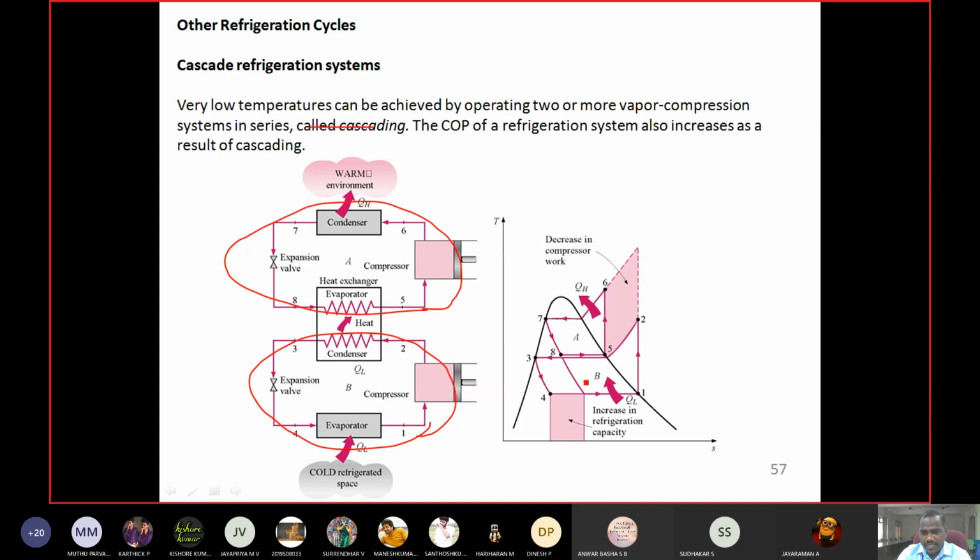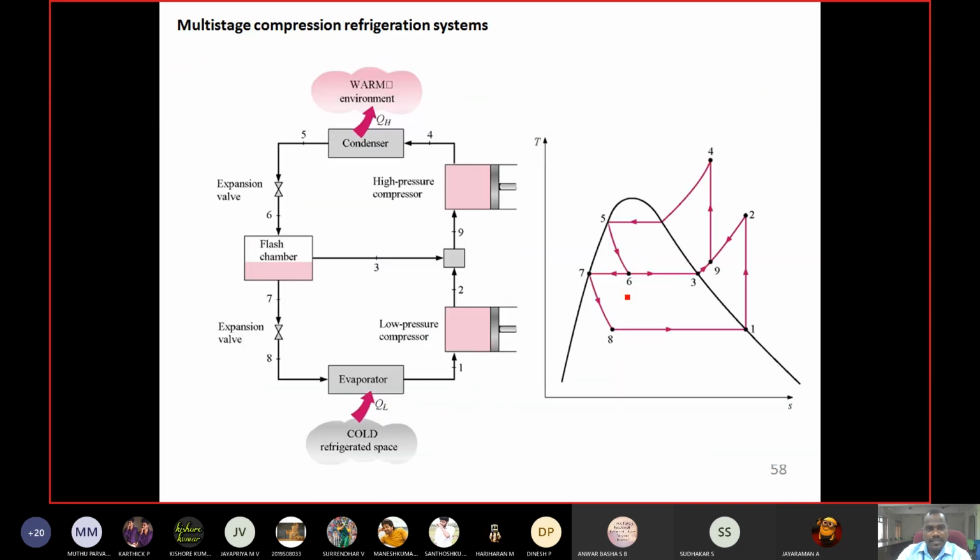This gives you the TS diagram of our cascade refrigeration system. You can refer to this. There is one cycle, again there is a second one, and this portion is the decrease in compressor work. So we can get the decreased compressor work and also the increased COP with the use of this cascade refrigeration system. Then there is a multi-stage compression refrigeration system, which is also possible to get the increased COP.